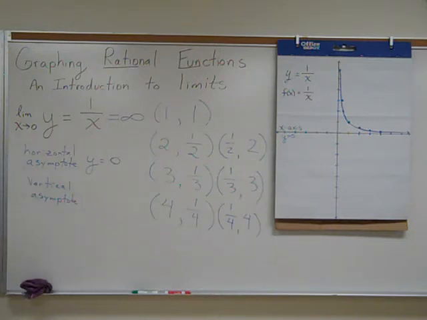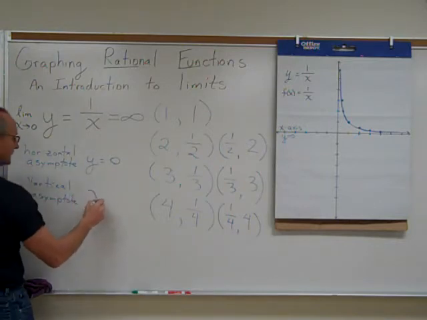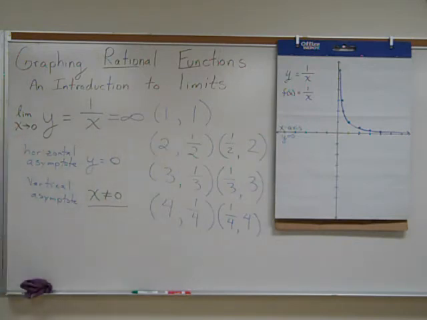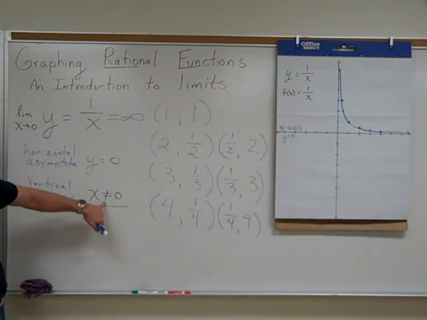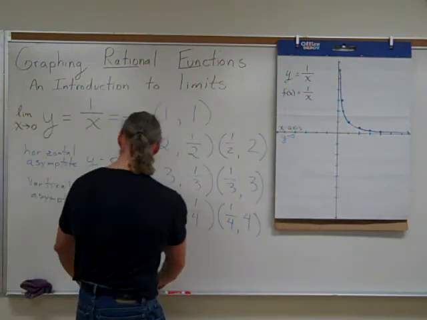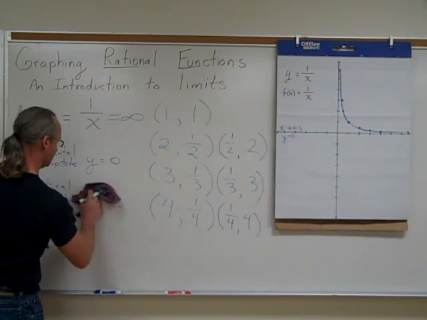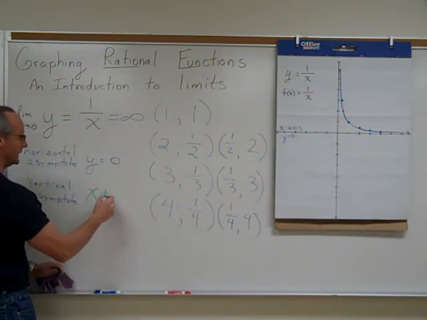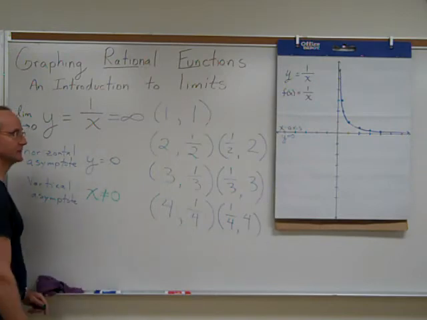I like to write my vertical asymptote as not equal to. Since x cannot be equal to 0, I actually like to write it like that. It's actually an inequality. It tells me that x cannot be 0. And here is that line. Let me put it in green so you can see it a little better. X is not equal to 0 is my vertical asymptote.